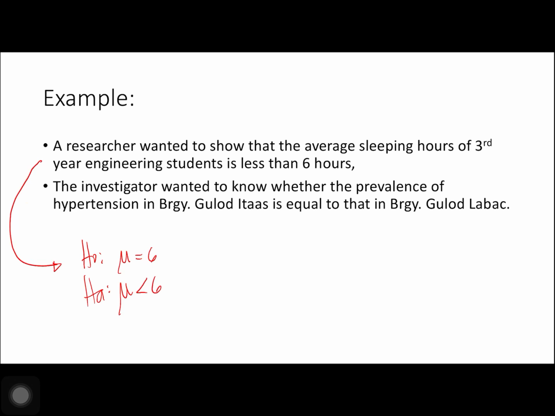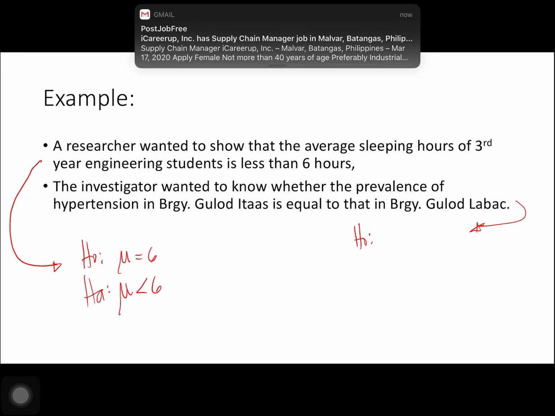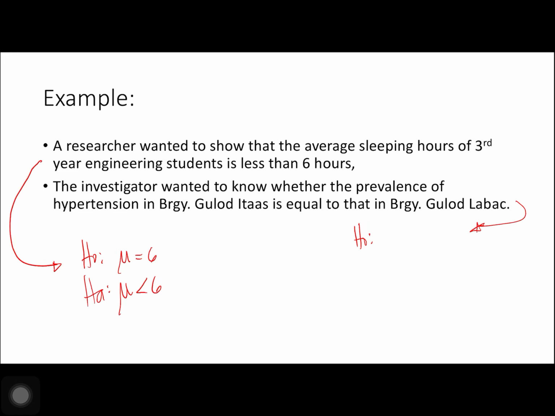Then for the second one, our null hypothesis is there is no significant difference between the prevalence of hypertension in Barangay Gulod Itaas and Barangay Gulod Labak. So it can be written as mu1 is equal to mu2. For our HA, we wanted to prove that there is a difference between the prevalence of hypertension in Barangay Gulod Itaas and Barangay Gulod Labak. So it will be mu1 is not equal to mu2.